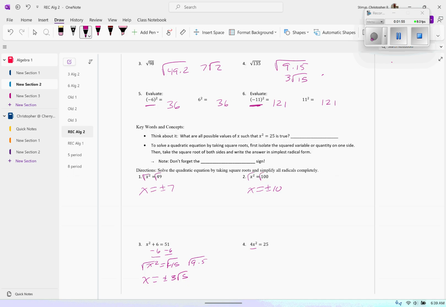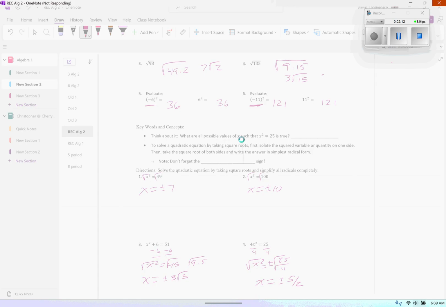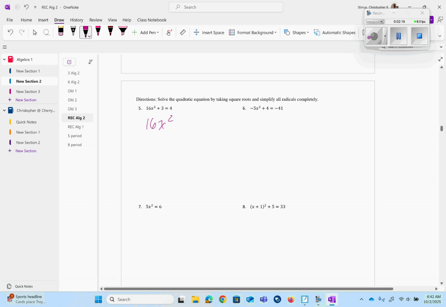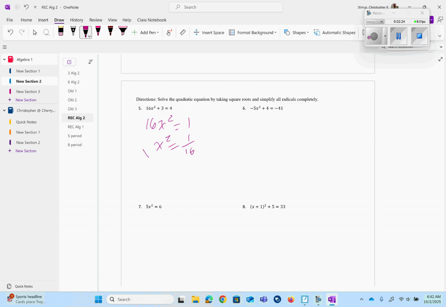On this one, I'm going to divide both sides by 4 first. Equals plus or minus 25 over 4 once I do the square root, right? So that's going to give me x equals plus or minus 5 over 2. All right, number 5, we're going to subtract 3 from both sides first. Divide each side by 16. Take the square root of both sides. Don't forget the plus minus. Square root of 1 is 1. Square root of 16 is 4.